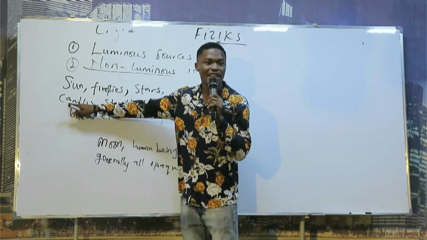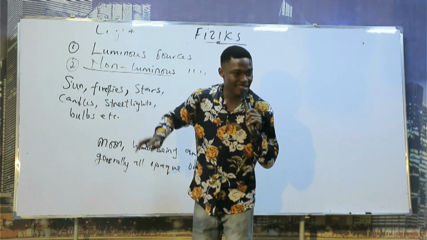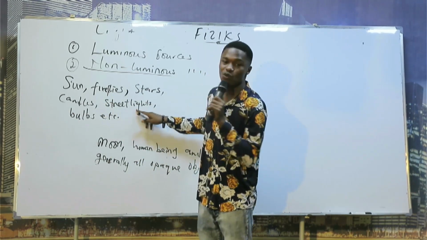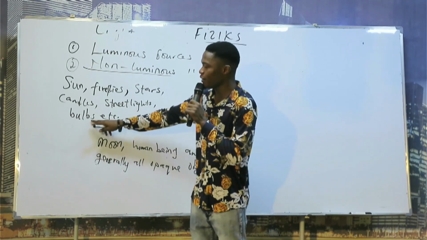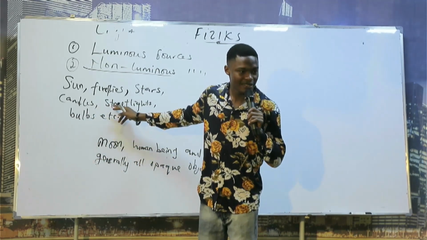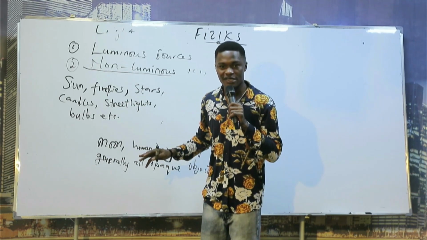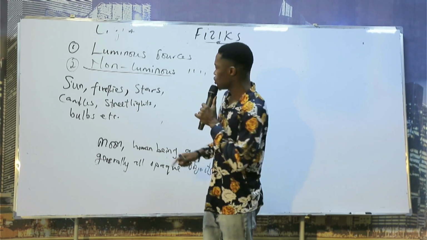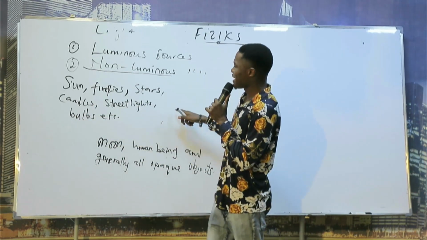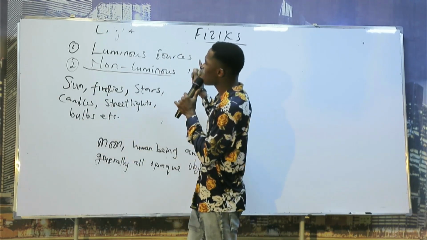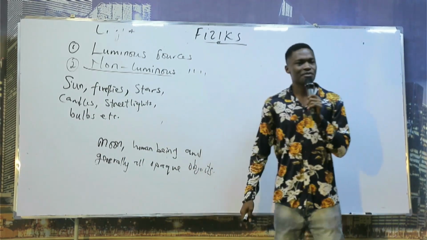So, if I put on a candle, will it start emitting light? Yes. If I put on the street light, will it start emitting light? Yes. What about the bulbs? Yes, they will emit light. That is why they are called luminous sources. So this is what our examples are. Class, among all these things, which one is the most important source of light?